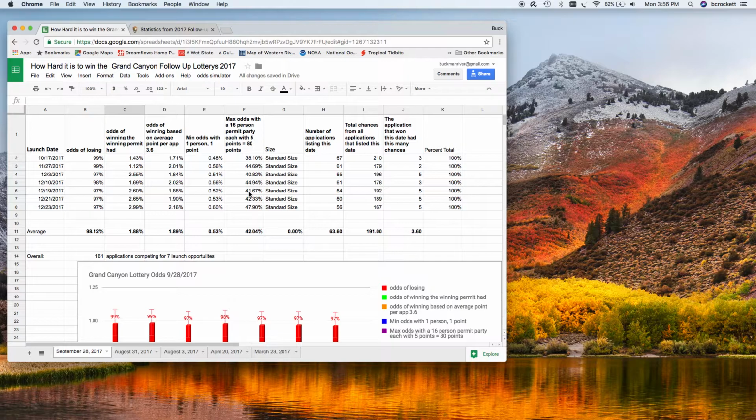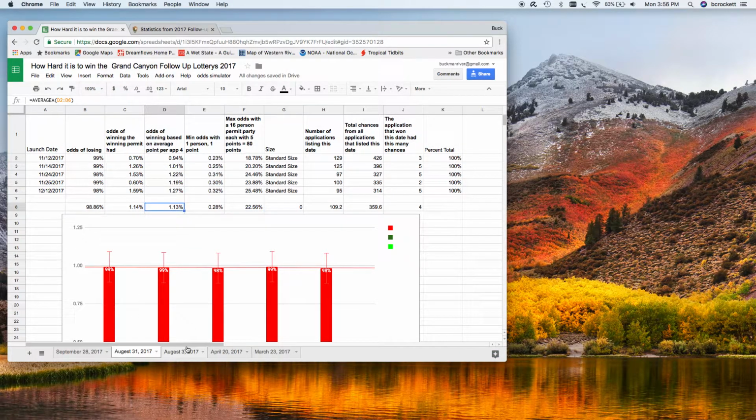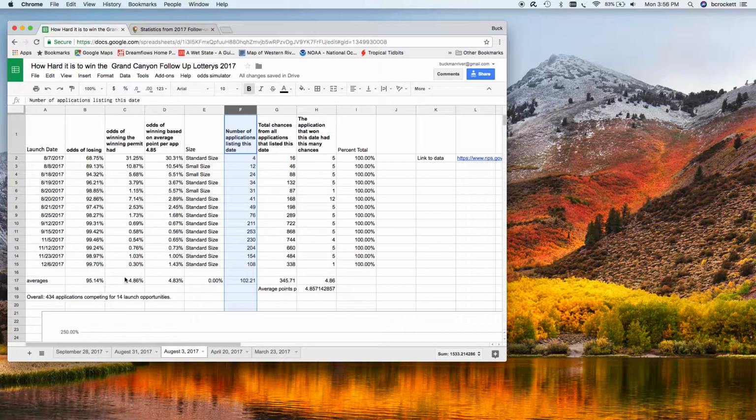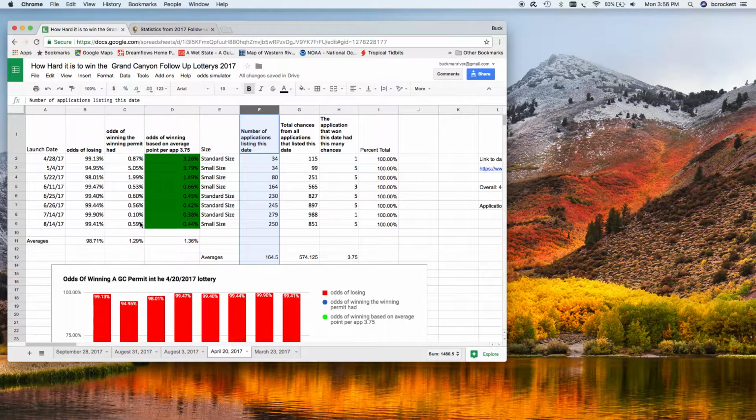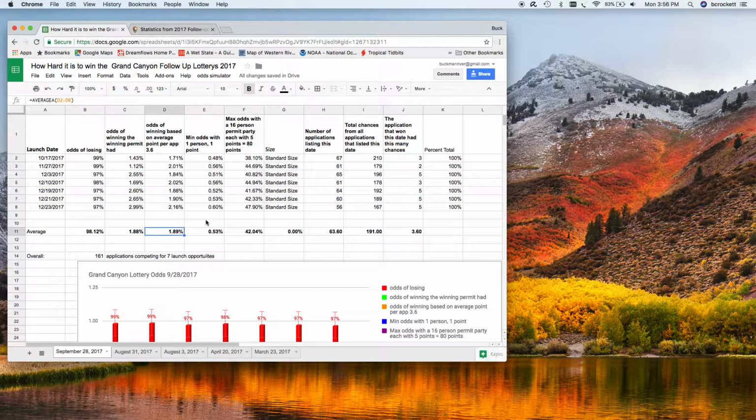So think of the organizations that represent Grand Canyon and Grand Canyon voters in general. If you think this is a good system, great. If you think average odds of winning less than 2%, or for the last lottery a little over 1%, the one before that, odds of winning, this one had 5%, if you think these numbers are fair and good, great. Tell the people in charge that they are great. And if not, do something.